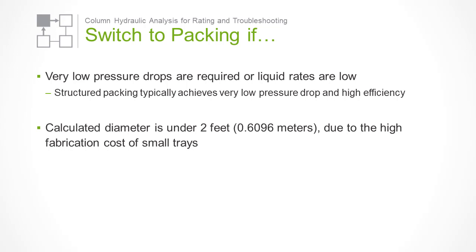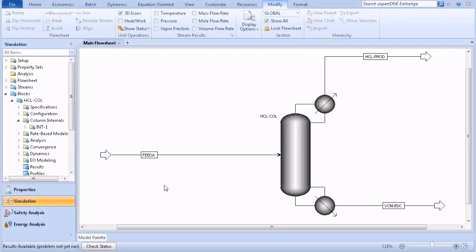Typically, structured packing achieves a low pressure drop and a high efficiency. The other typical reason for switching to a packed column is the capital cost. If the calculated column diameter is under 2 feet, the high fabrication cost of small trays might suggest that packing is a suitable alternative.